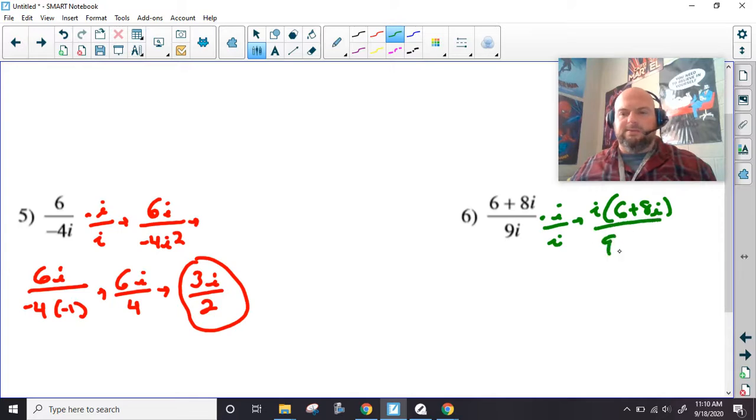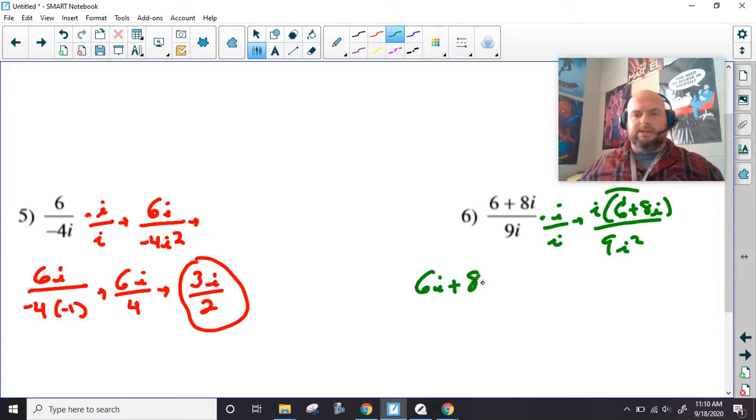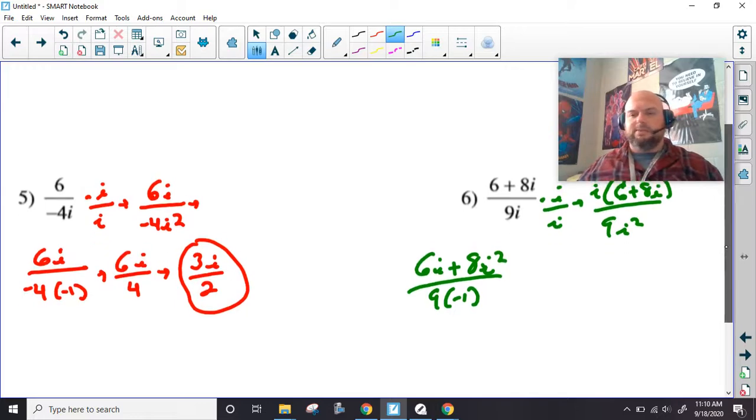And we know that this is going to be 9i squared. All right. So when I distribute, this is going to be 6i plus, distribute right there, 8i squared. And then we don't have to distribute. Now, I can go ahead and kind of cheat and substitute that. You don't have to, but that's just me.